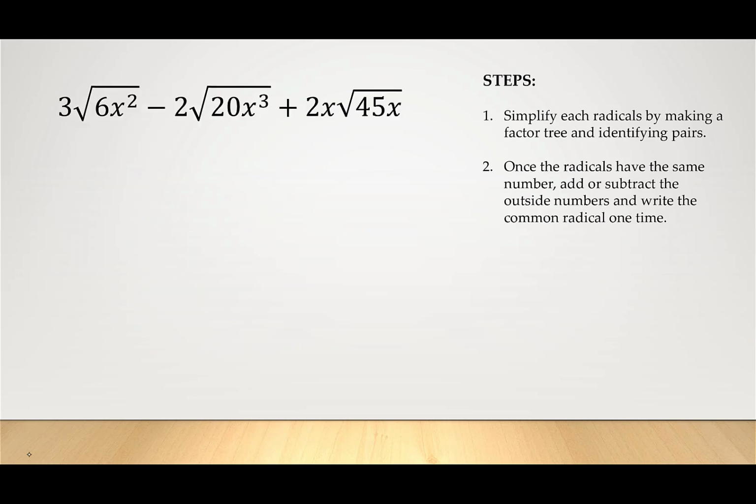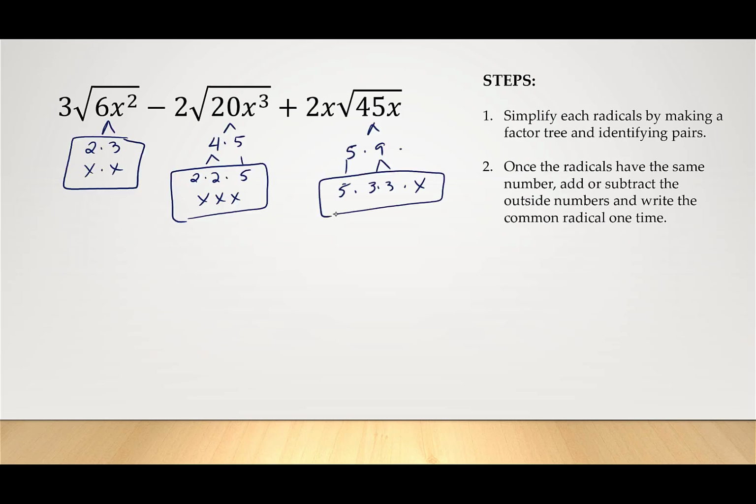Okay, these last two are the hardest that you're going to see. For me, this is combining 3 radicals together. Pause the video and make a factor tree for each of these radicals. Okay, this is what your factor tree should look like. The next thing I want you to do is rewrite each of these radicals by circling the pairs, and then notice each of these do have a number on the outside. So go ahead and pause the video and rewrite each one of these radicals.